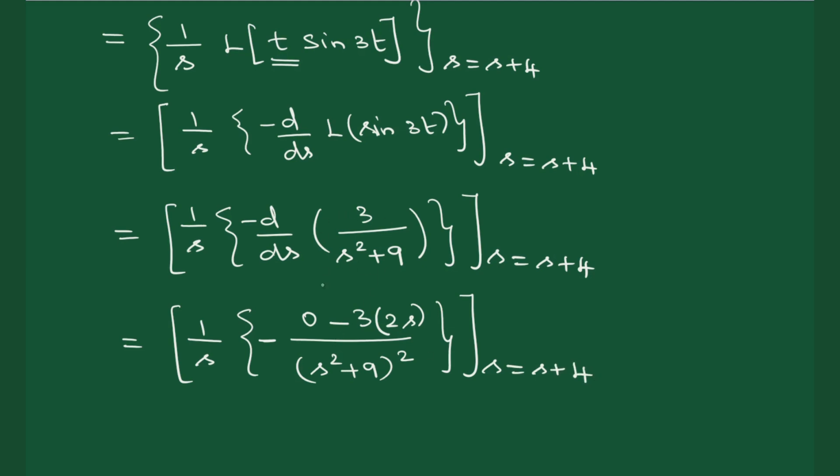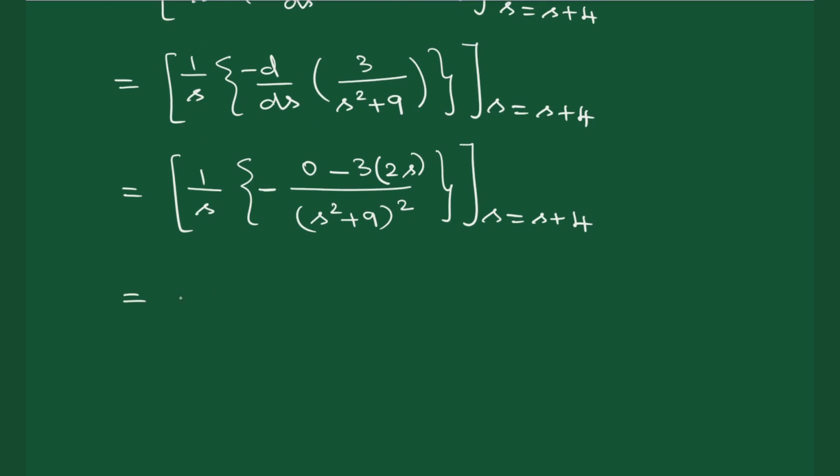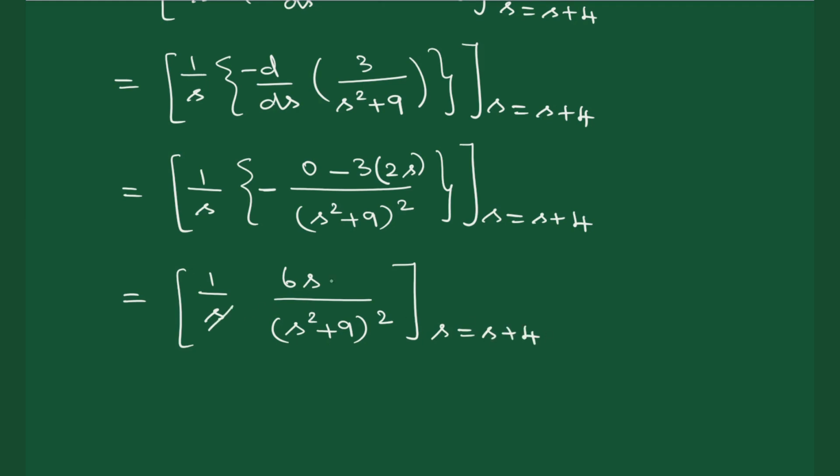Actually, here we have differentiated it, so that finally what we are getting here is 1 by s, and this minus into minus will become plus. So 6s divided by s square plus 9 whole square, and in the whole thing s should be replaced by s plus 4. So now this s and this s get cancelled. So the answer will be 6 divided by s square plus 9 whole square, in which s should be substituted as s plus 4. So finally the answer is 6 divided by s plus 4 whole square plus 9, the whole square. So this is the final answer.